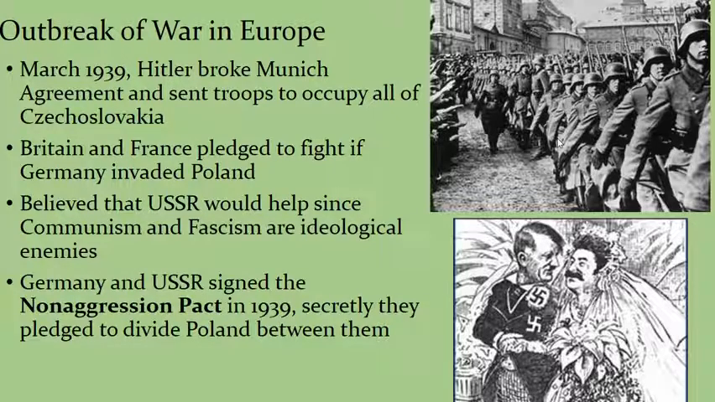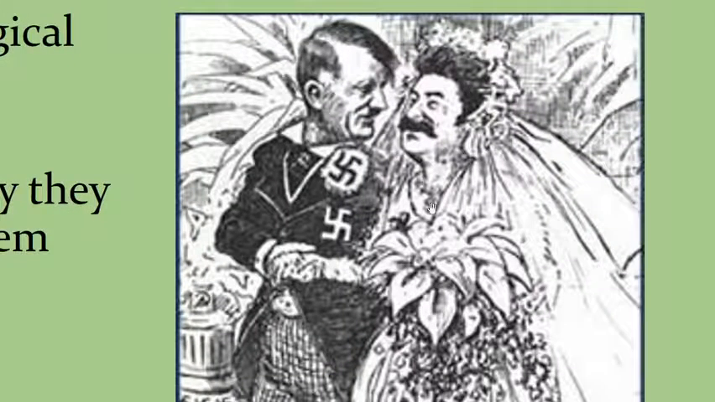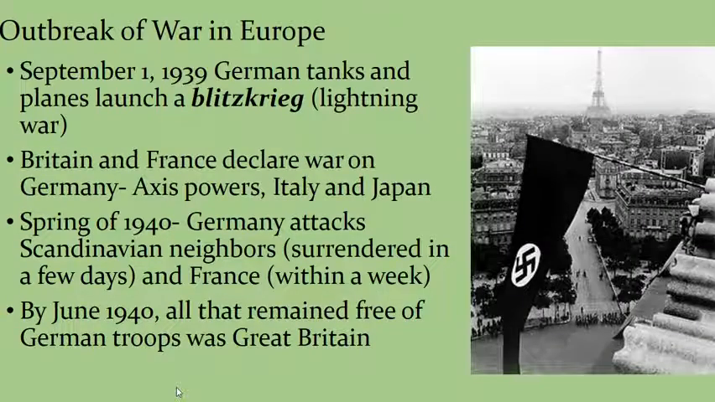And so you'll probably see this image in your head now when you think of the Non-Aggression Pact between the two. But here's Joseph Stalin and Hitler on their wedding day. Isn't that precious? And so in September of 1939, Blitzkrieg, so lightning war, German tanks and planes launch an attack on Poland so quickly that there was hardly any resistance at all. Britain and France declare war on Germany and all the Axis powers.